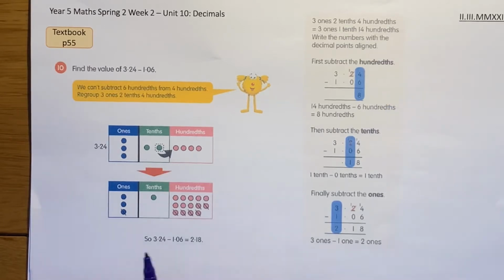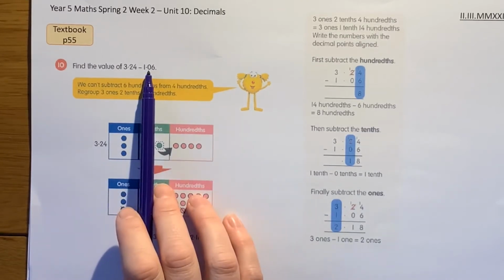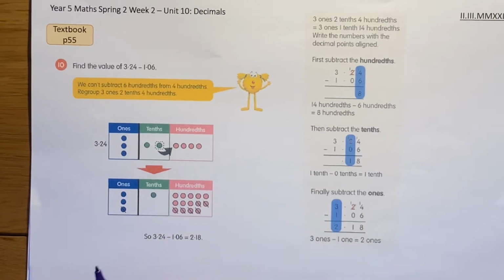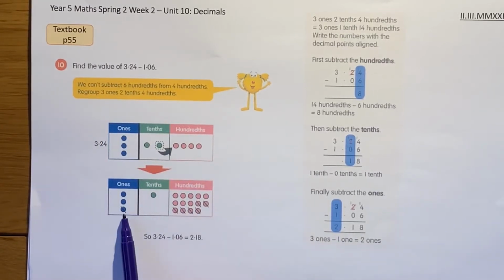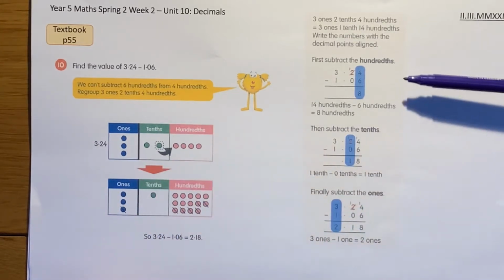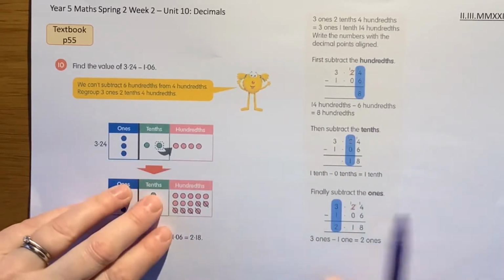Then we've got our tenths. Well, we've got 1/10 left. And we haven't got to take any away because there's no tenths in the number we're subtracting. So we can just leave it there. And then we had 3 whole ones and we had to take 1 whole one away. So we cross it out and leave it there with 2 left. So here's the picture of how you might do it. And here is the abstract method at the side.